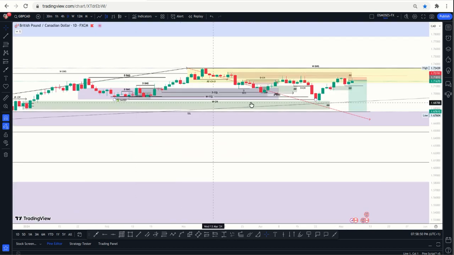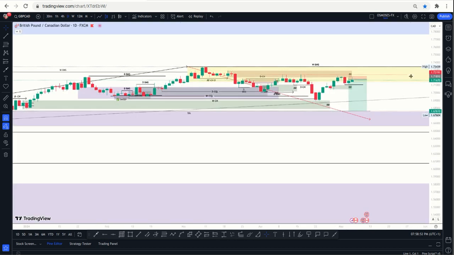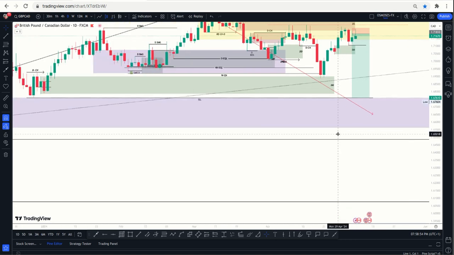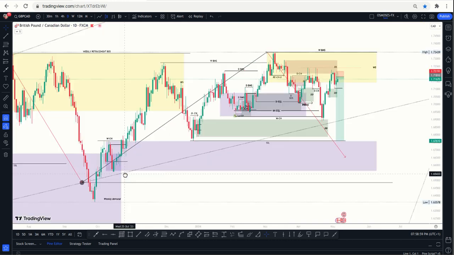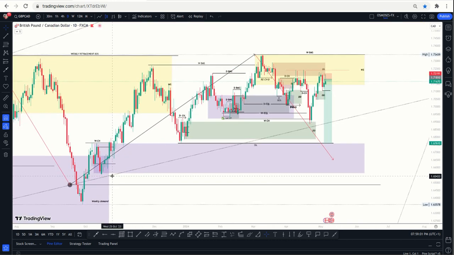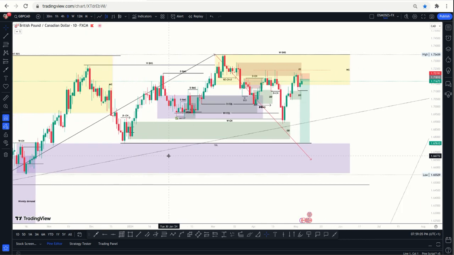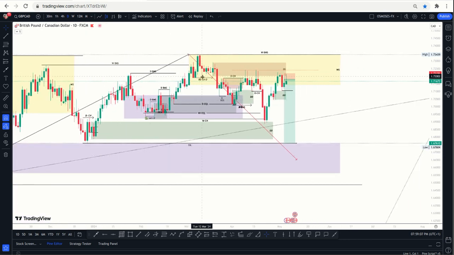So on the daily, I have so many markups, guys. I'm sorry about that. It's just that this is how I get to dive into what I'm doing. So on daily, this was a retracement. Okay, this is a retracement for this demand.